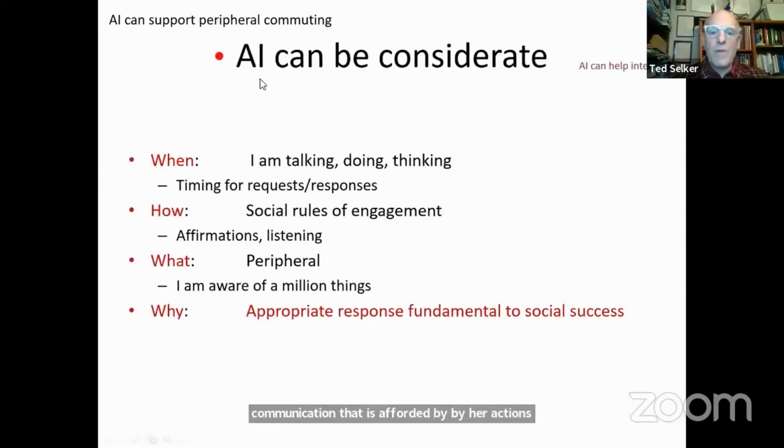So the question is, when can AI be considerate? When I'm talking or doing or thinking, should it be paying attention, or should it be letting me focus on talking and doing and thinking? What are the rules for social engagement?